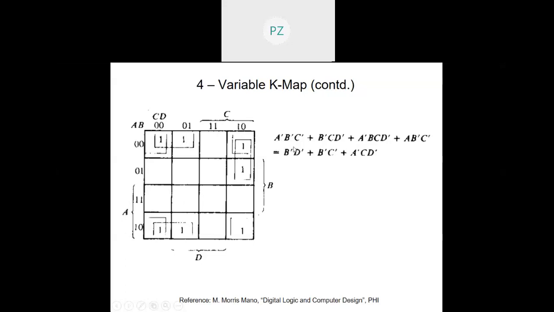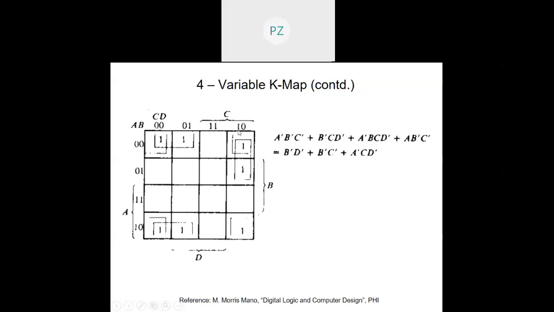B dash, C D dash. Similarly, how can you populate them? B dash, C D dash. So C D dash means this one.